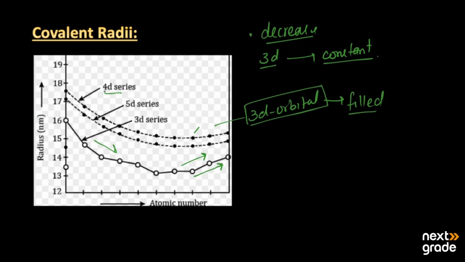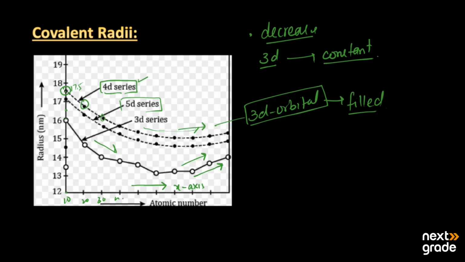Likewise, if we look at the series of 4d and 5d, with the increase in atomic number along the x-axis, we see that if the first element has an atomic radius of, say, 17.5, then the next is lower than 17, then lower than 16.5, and so on. So there is a decrease in the covalent radii, and after some time it becomes constant.